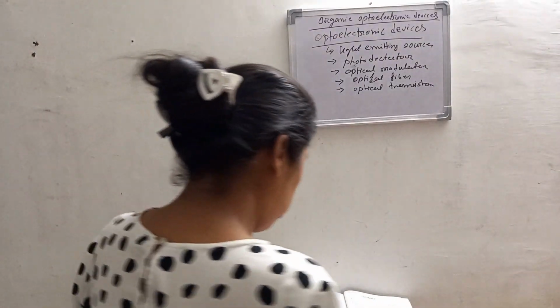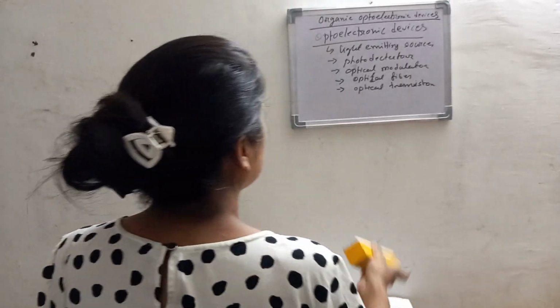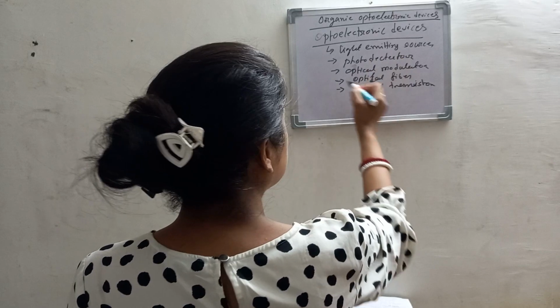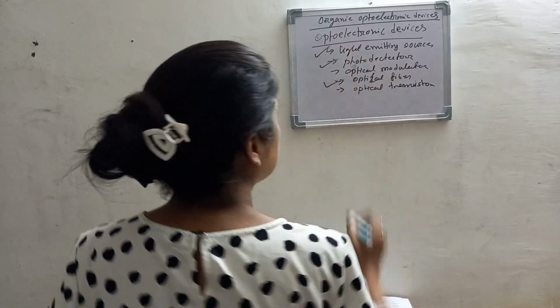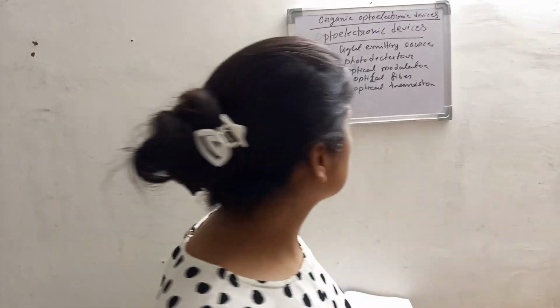Now here, light emitting source, photodetector, and optical fiber. These three are the main components if you want to design an optical communication system. Other components are also important, right? But if you want to send any information in optical form from transmitter to receiver, the optical communication system is mandatory, right? So light emitting source, photodetector, and optical fibers are the main ones if you want to design any optical communication system or optoelectronic systems.